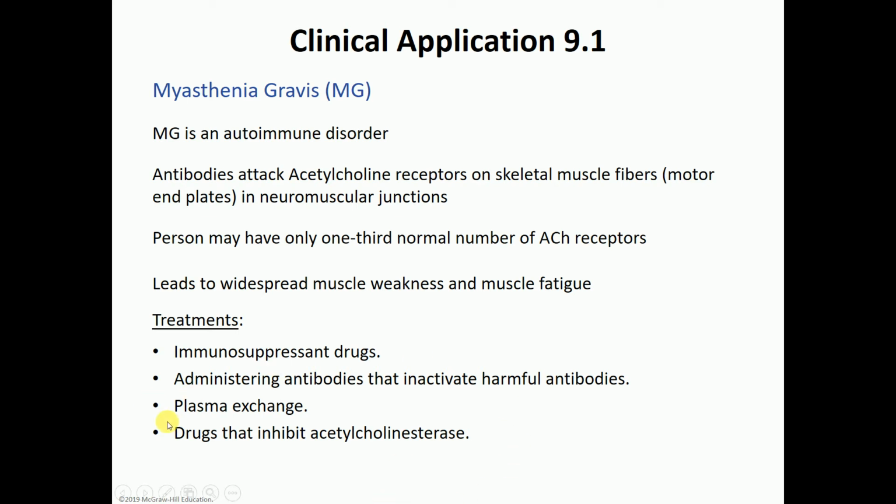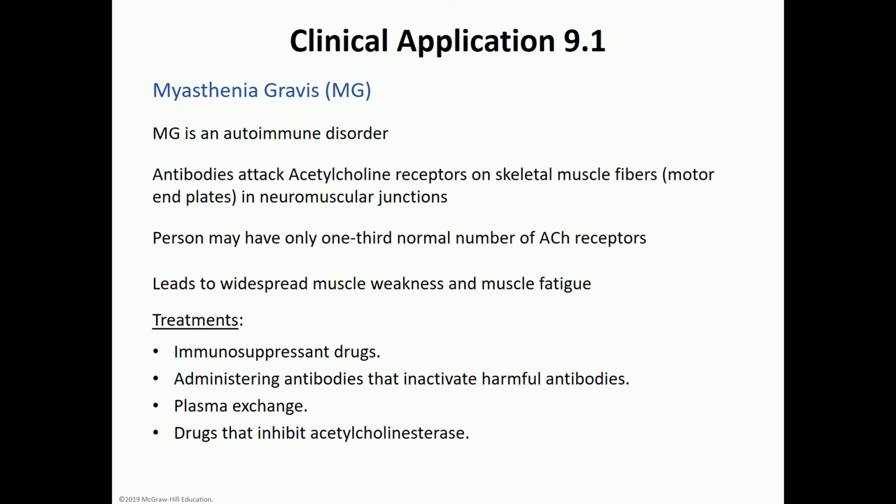Or we can do a plasma exchange. Remember that antibodies are circulating in plasma. So in a plasma exchange, you would technically drain the plasma of the patient, filter out the antibodies, and give them the plasma back, now fresh, minus the antibodies. This is obviously done in a very gradual way, over hours. We don't literally drain all of the plasma out of the body at once. Okay, it's a very gradual procedure.